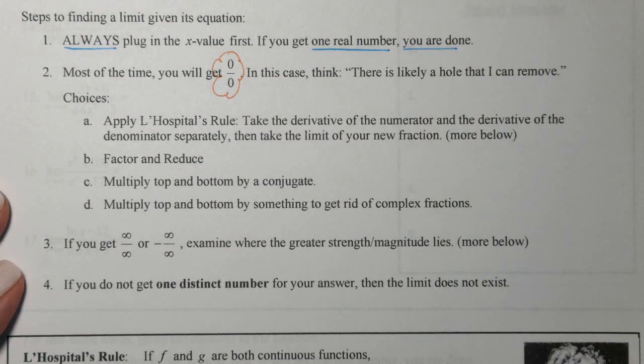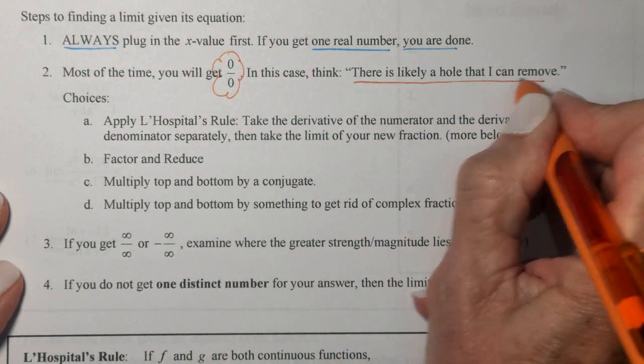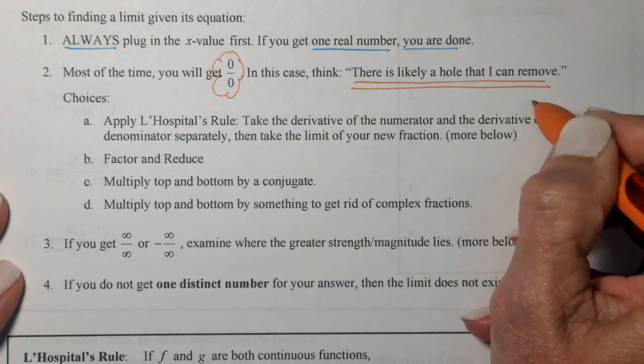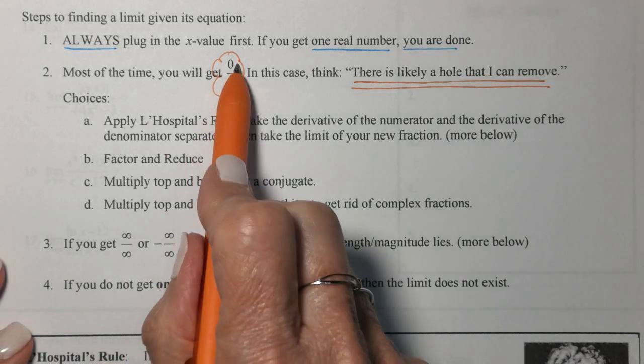0 over 0. Okay? When you get 0 over 0, I want you to think chances are there's a hole that you can remove. That is not always the case, but chances are there's a hole you can remove. Okay? So there are 4 things to do if you have 0 over 0.